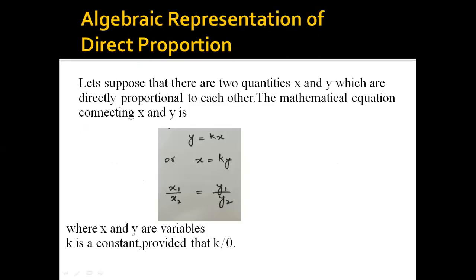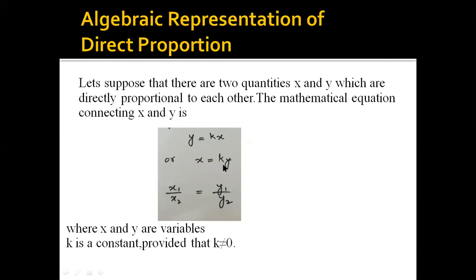Now, let's see the algebraic representation of direct proportion. Let's suppose that there are two quantities, x and y, which are directly proportional to each other. The mathematical equation connecting x and y is y = kx or x = ky. x and y are variables, k is a constant, provided that k is not equal to 0.